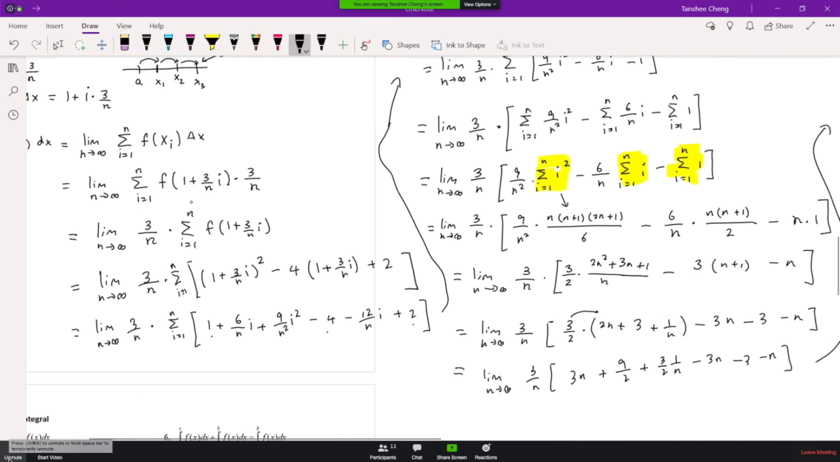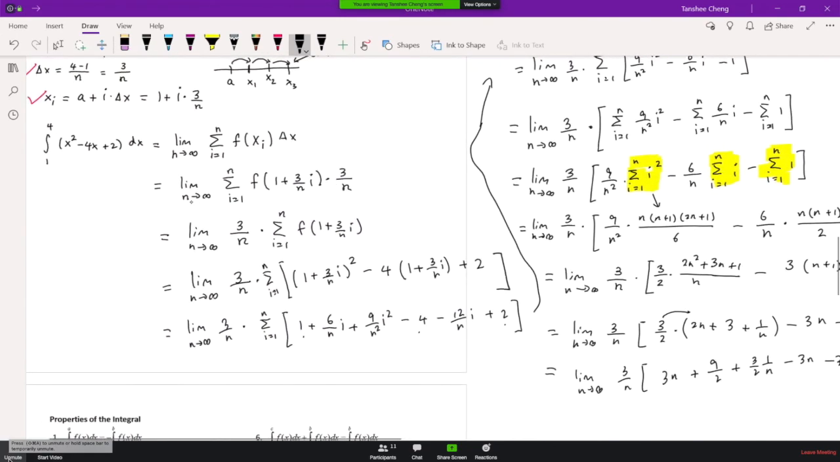So this is basically using the definition of the definite integral, which is another way of saying evaluating with the Riemann sum. Okay? Limit as n approaches infinity of the Riemann sum.